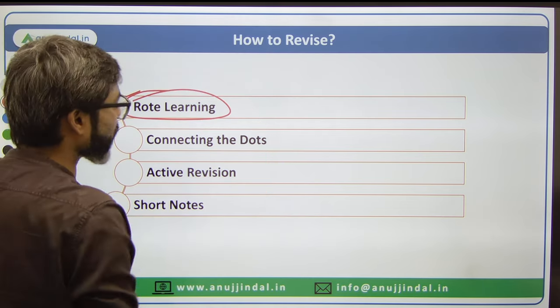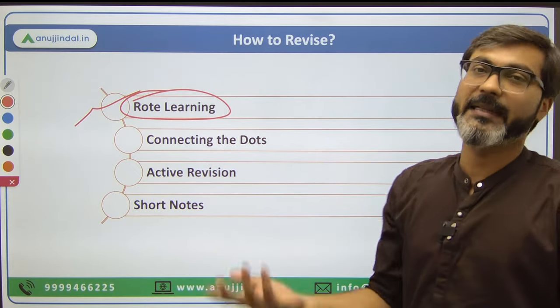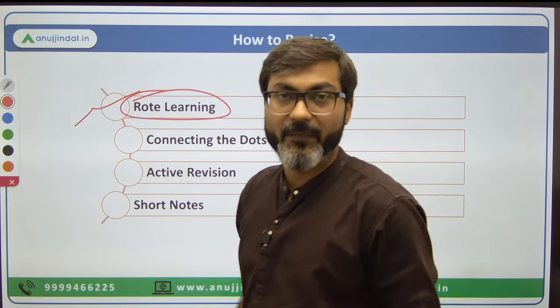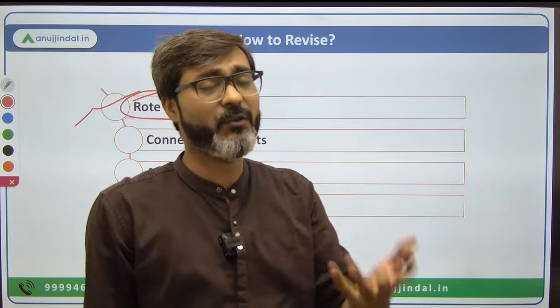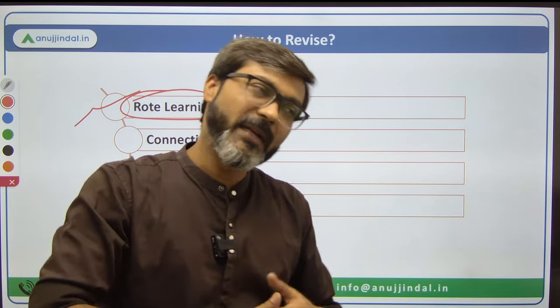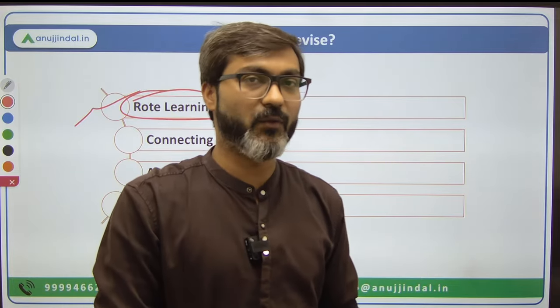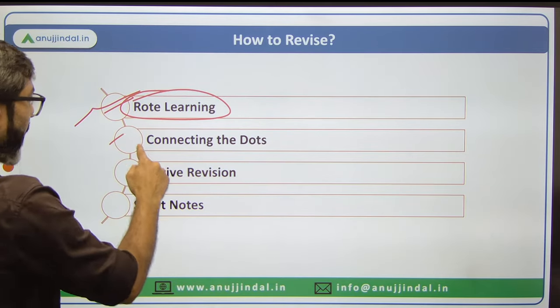Rote learning. Kuch facts hai, jaise launch year of a particular scheme. You need to learn that. There is no way. Toh aapko usko ratta marna hi padega. Right? Who has been appointed as the MD and CEO of HDFC Bank? You have to learn that. Who has been appointed as, let's say, the Chief Election Commissioner of India? You have to learn that. There is no other way. So, one is rote learning. Bar bar padho. Number two, connecting the dots.